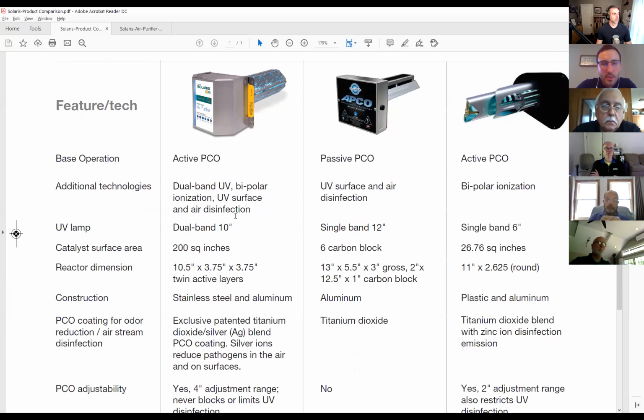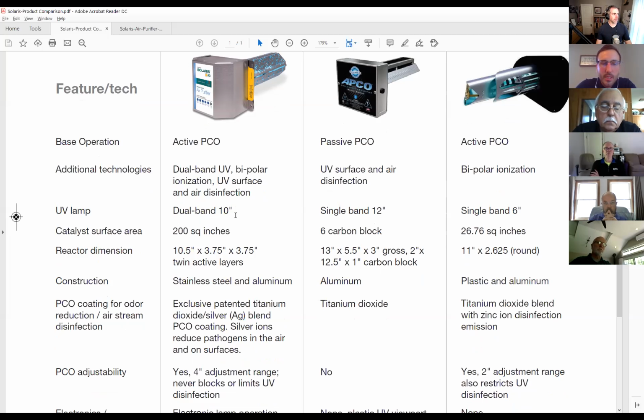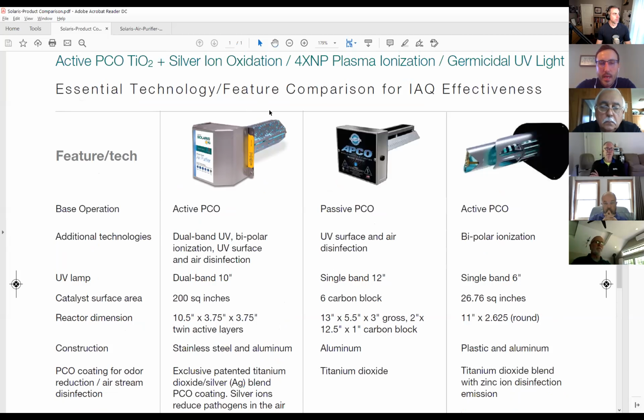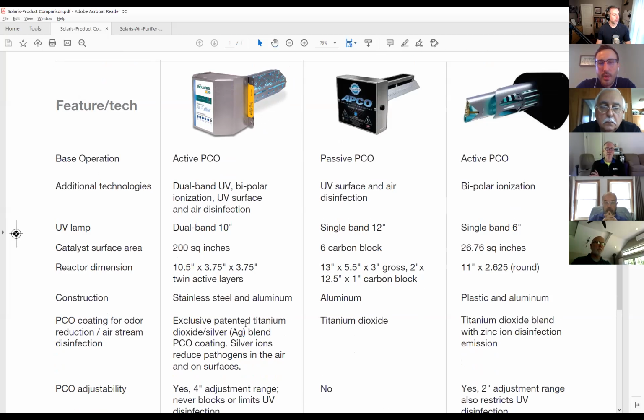Additional technologies, ours has a dual band UV bipolar ionization, UV surface, and air disinfection. So that means ours does the surface and air disinfection. We can do the coil treatment and airstream disinfection with one product. Theirs does bipolar ionization. As far as the UV lamp goes that's inside it, we have a dual band 10-inch lamp. They have a single band 6-inch lamp. Catalyst surface area and reactor dimension, that is basically referring to the area that has an active PCO. So basically the titanium dioxide that's reacting with the UV, we have a greater surface area that can take place.